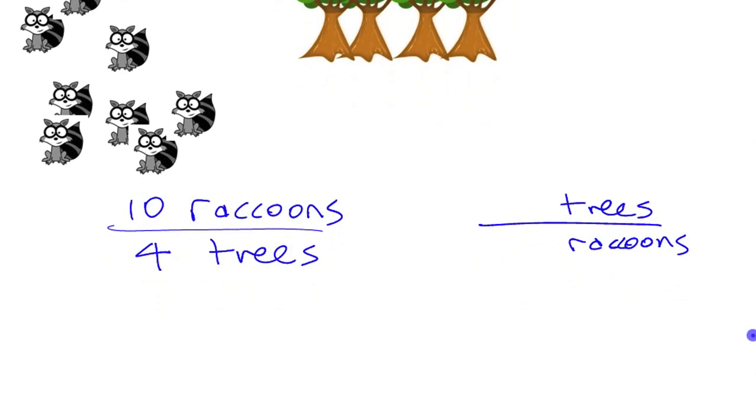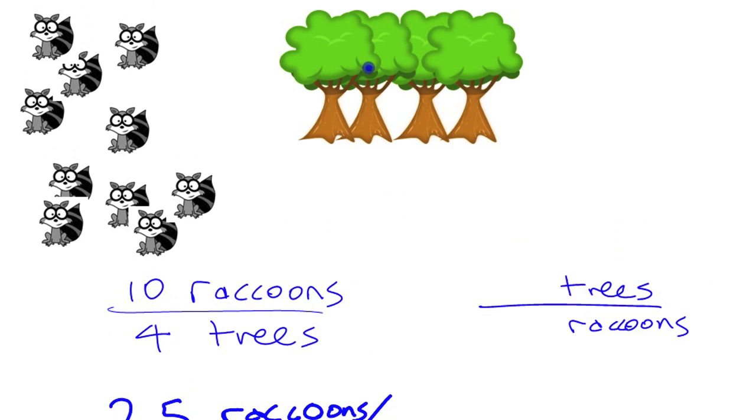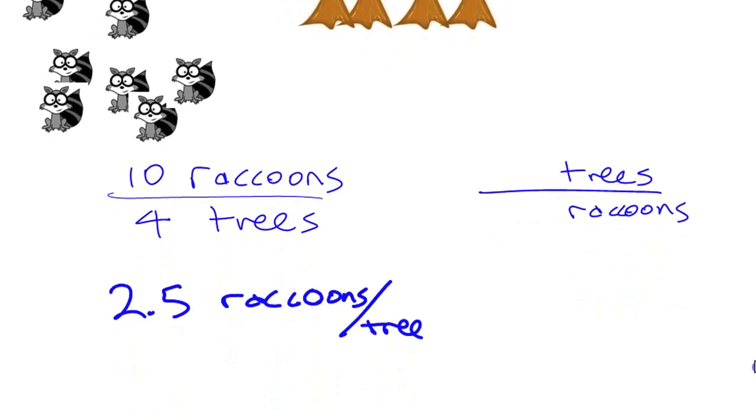right? And if I divide these two, not sure if you can do that without a calculator, but it actually is 2.5. Let's make this thicker. I'm having a hard time seeing that. Okay, it's actually 2.5, and the units would be raccoons per tree. Okay, meaning that in every tree, on average, you're going to have 2.5 raccoons. Now, obviously, you can't have half a raccoon living in a tree, but on average, between those 4 trees, there's going to be 2.5.